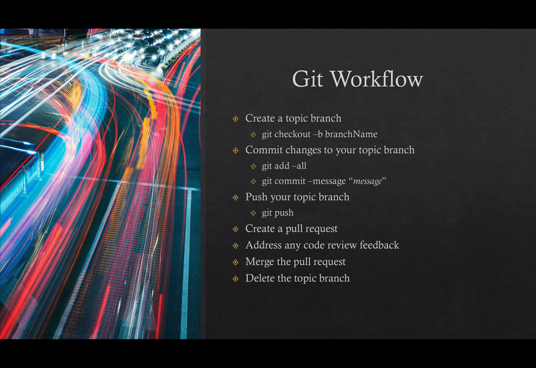When you're done, you can push your change to the remote, and then you go to GitHub to create a pull request and address any code review feedback. You can make additional commits and push those to your topic branch. And finally, you merge your pull request. When you're done, you can delete your topic branch both on GitHub and on your local repo. So that is working with Git, working with a shared project.